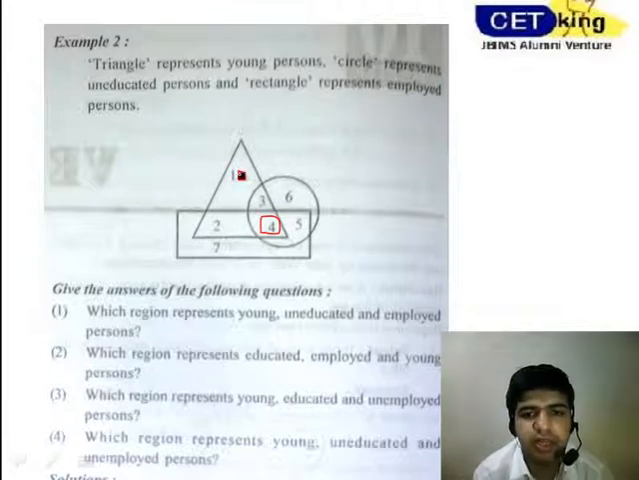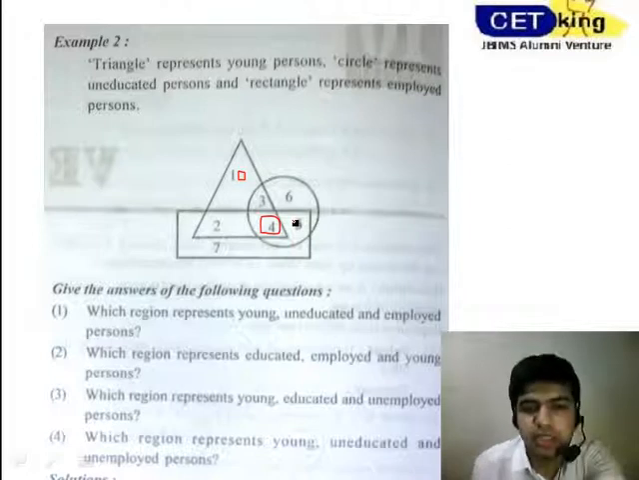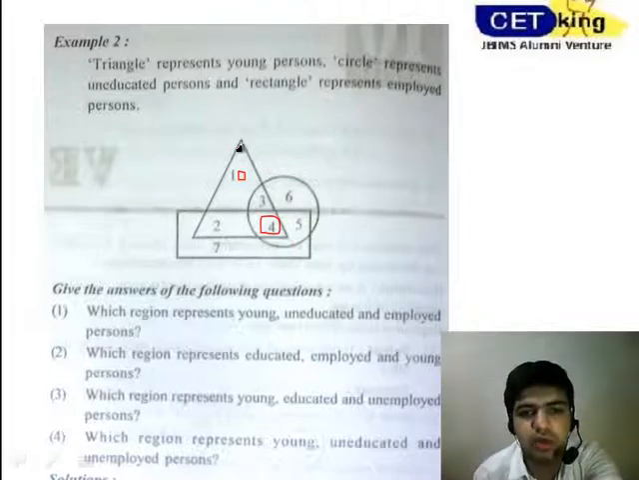Okay, and then there will be 7 here, 8 here, and you will be asked to find the number of, say, educated and young people, something like that. So you have to find the areas and add them up. Suppose, for example, you are asked the number of young people. You have to calculate all the people that fall inside the triangle. So 10 plus 7 plus 4 plus something like that. You have to mark the answer. Okay, is that very clear?